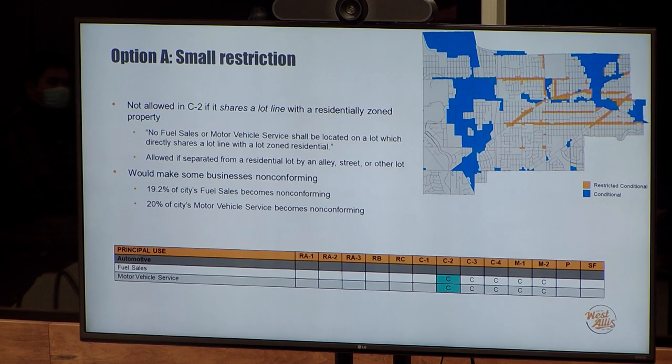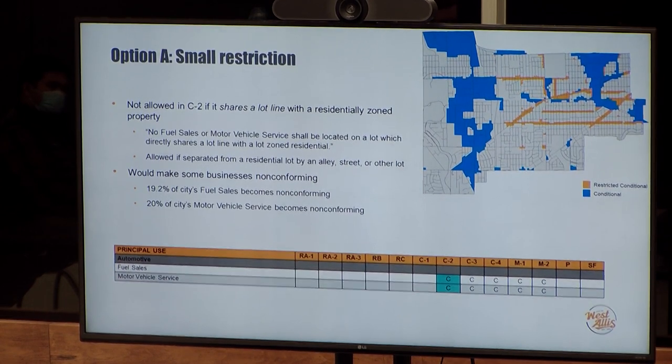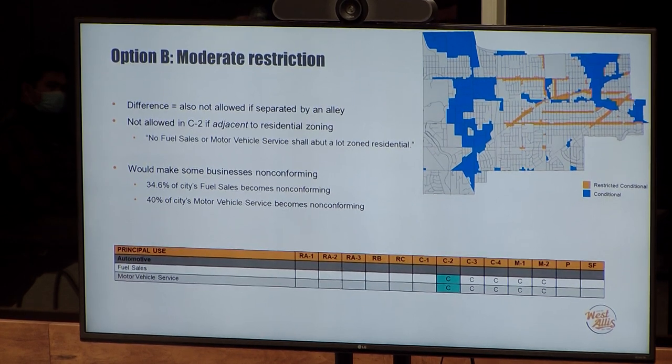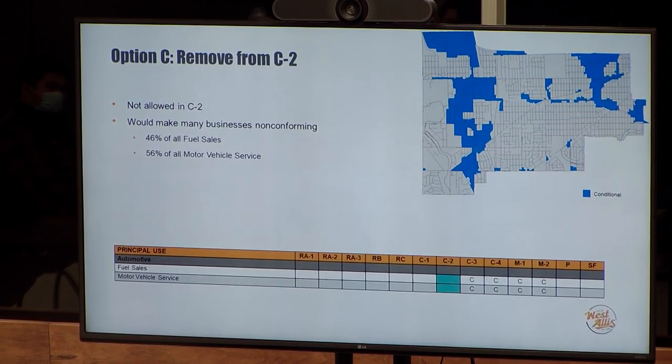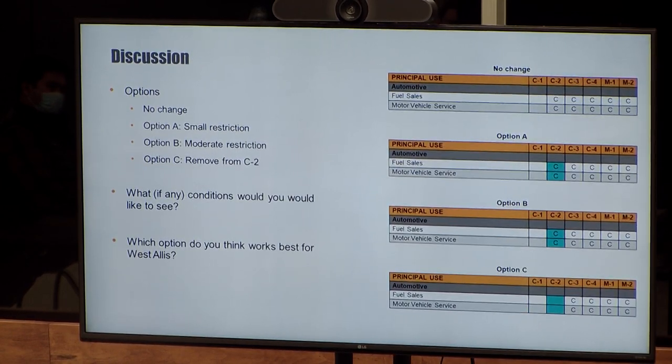Option A, we're proposing for these uses to not be allowed in C2 if they share a lot line with residentially zoned property. That would make roughly 20% of these businesses non-conforming. Option B is similar to option A, but with the nuance that they're not allowed if they're separated by an alley. So if we have gas station, alley, home, then it would not be allowed. That would make roughly 40% of these businesses non-conforming. The most impactful option is to remove these uses from C2 entirely, which would again affect 46% of gas stations and 56% of motor vehicle service. And here's a summary of all four of the options.